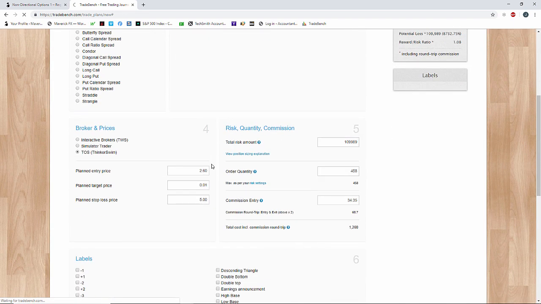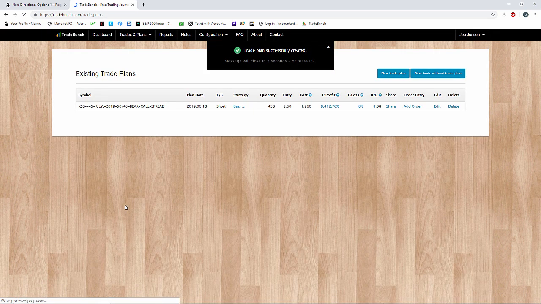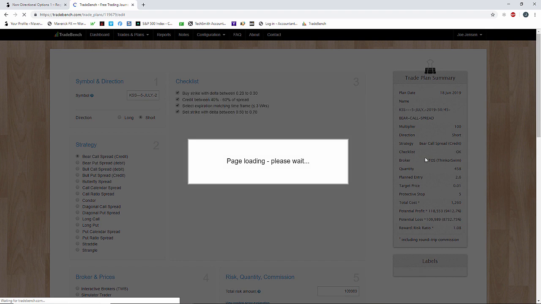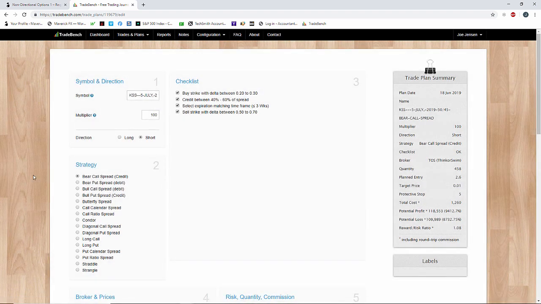So I had an issue because for our planned stop price, we're position sizing for max loss, which is the spread, which is going to be $5. Now, it automatically went ahead and saved it, but I'm not done with it, so I'm going to hit edit. And let's go back to it. It's jumpy today, isn't it?